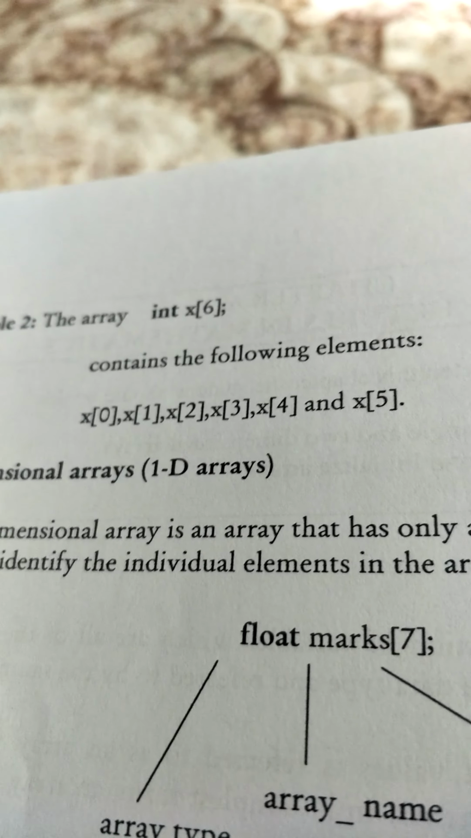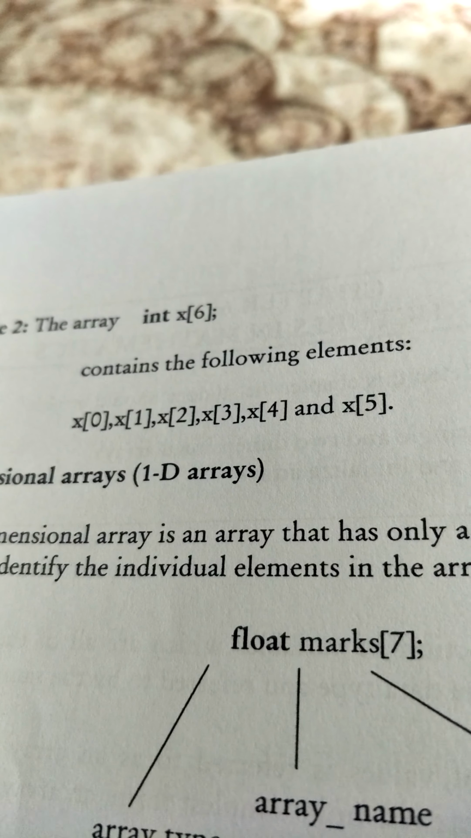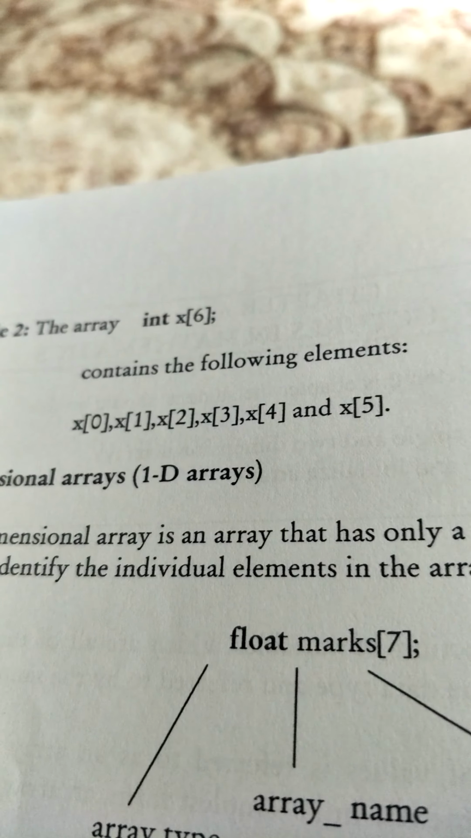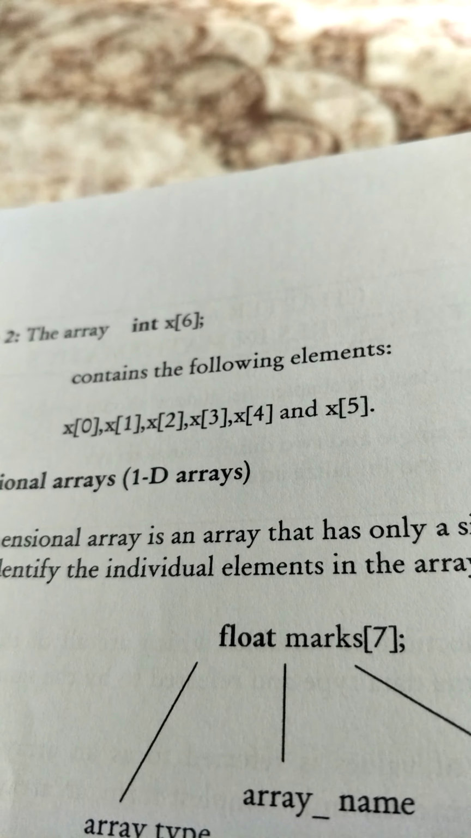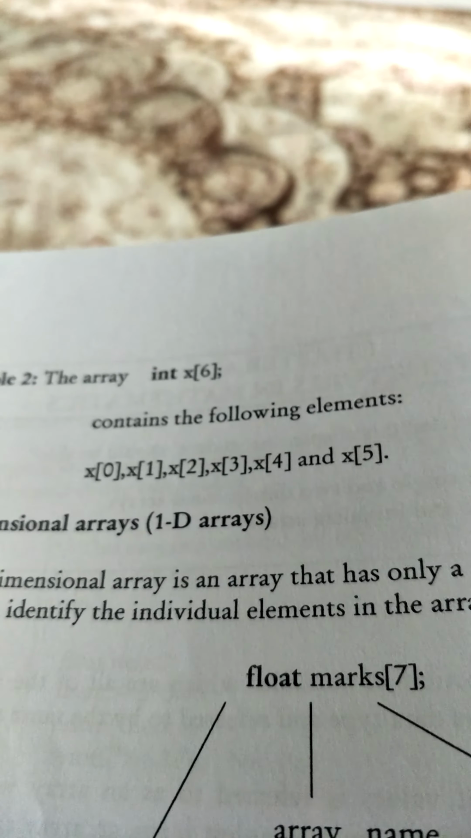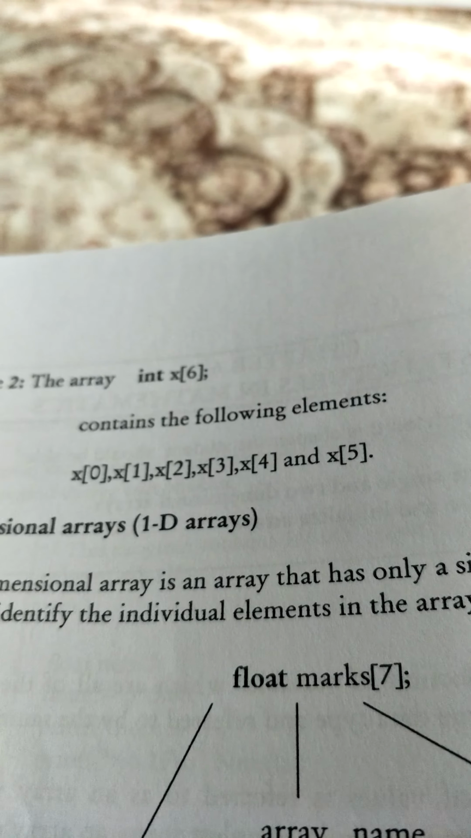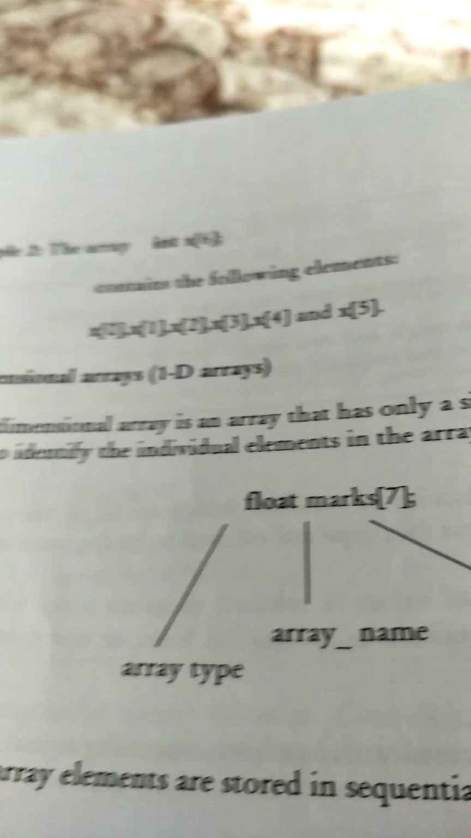Now, this is another example: x 6. Which means the variable x contains or has 7 elements. Okay, so all these examples, the previous examples that I talked about, are one-dimensional arrays. We will go to the two-dimensional array later on, and we can have up to n-dimensional arrays if you want.